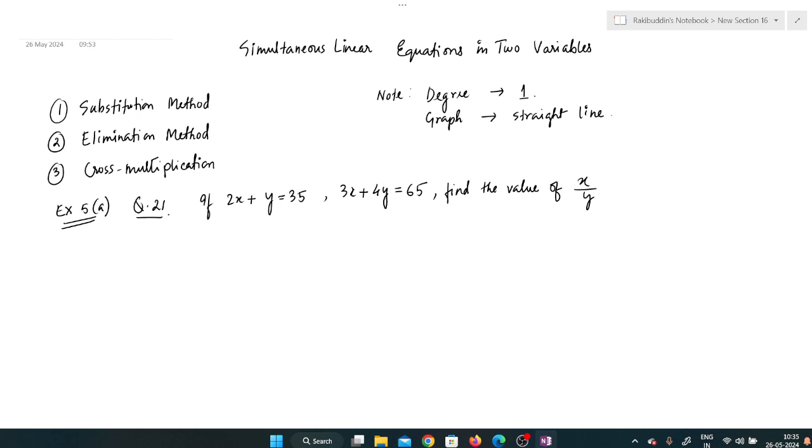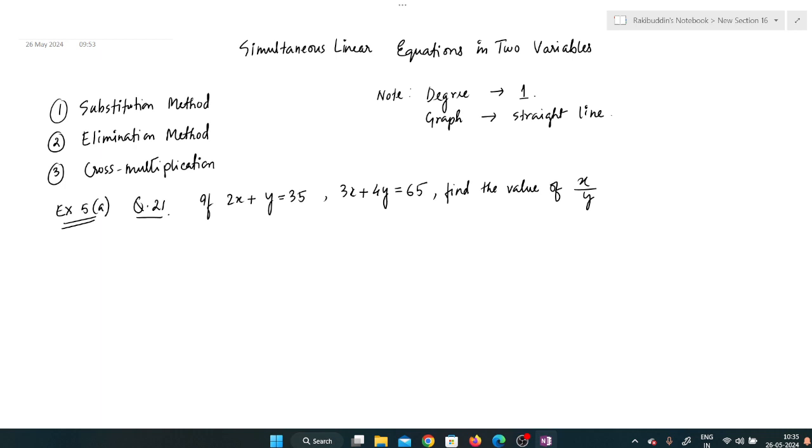This video contains explanation of the same chapter, simultaneous linear equations in two variables. Here we will discuss all the three methods, where to apply substitution method, elimination method, and cross multiplication method. First of all, before we begin, simultaneous linear equations in two variables.